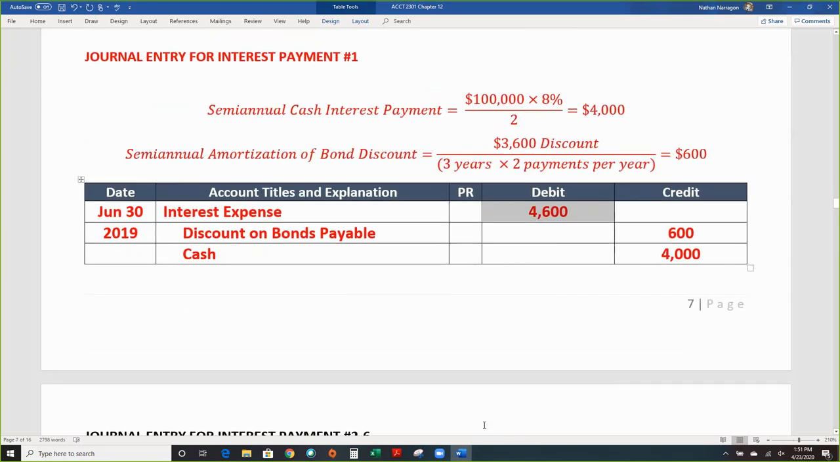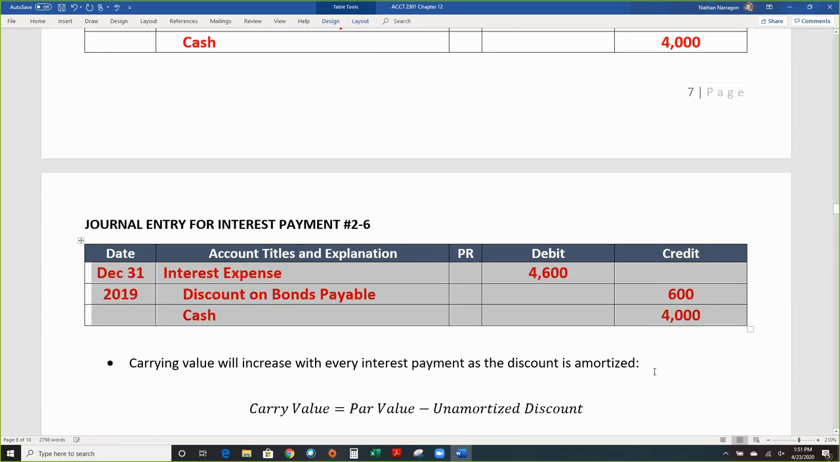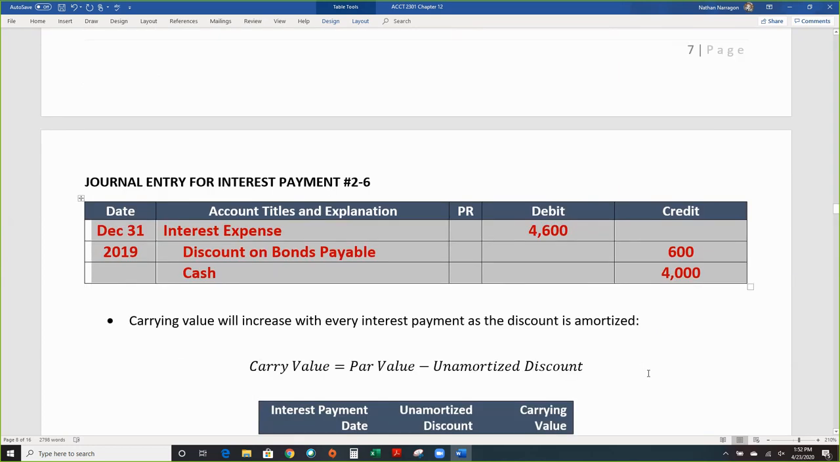Okay. Now, payments 2 through 6. Guess what? They are not going to change again. So, they are exactly the same until maturity. The only thing we have to watch out for right now is what we call carrying value. And you're like, what's carrying value? Well, it's the same thing as book value, and remember, the fixed assets. We take the par value, so how much the bond's worth, and we minus the unamortized discount. So, the discount that we haven't allocated yet.